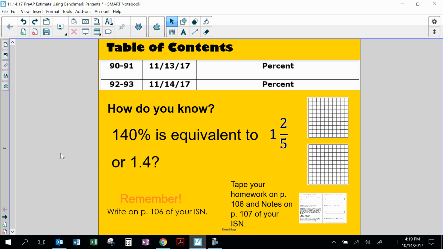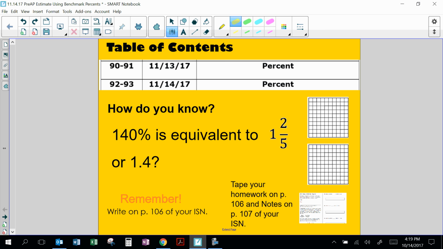Today's lesson is over percent and benchmark percenting. Find percent of whole using benchmark. So let's look at our number routine. It says 140% is equivalent to 1 2/5 or 1 4/10. Is that true? Let's see.